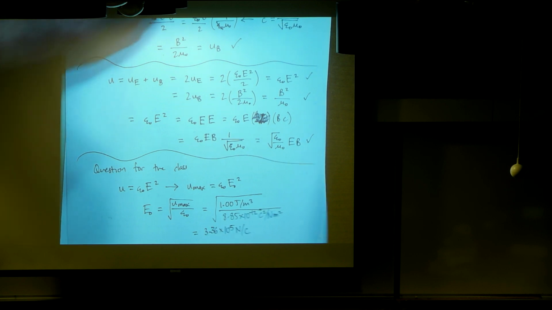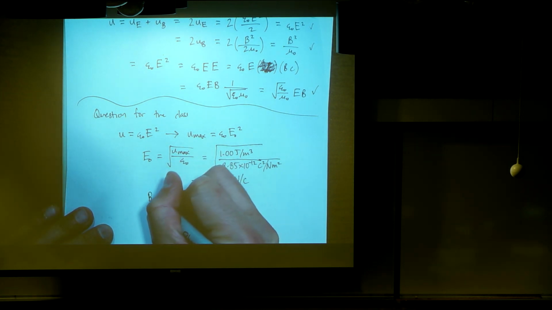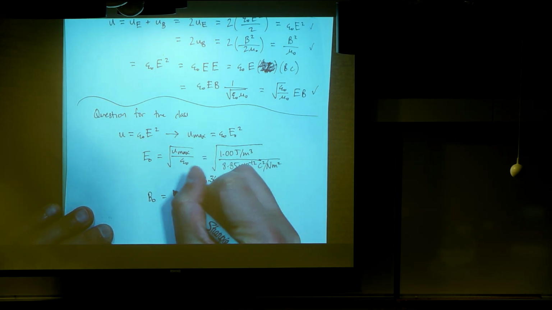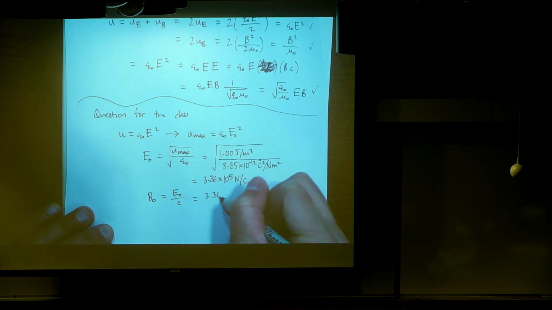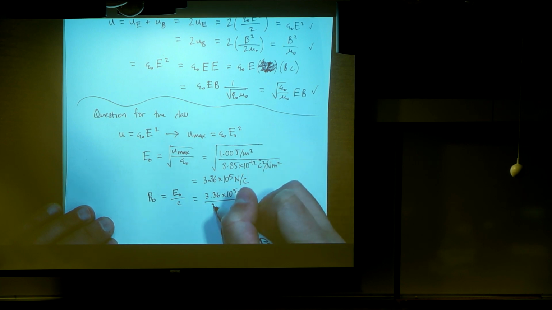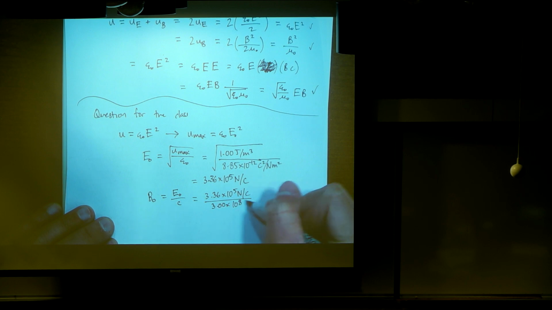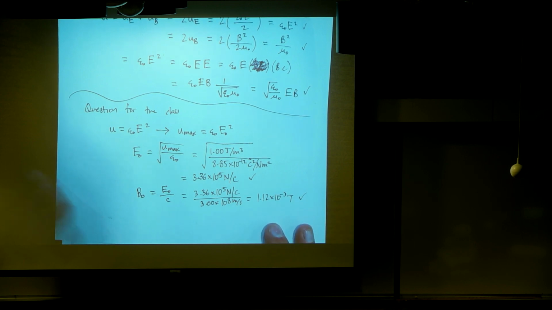All right, now that we have that, we can go ahead and get B naught the easiest possible way, which is, here, I'll move this up, like this, okay. Probably the easiest way to get B naught is just to say it's E naught divided by C, right? So just take our previous result of 3.36 times 10 to the 5 Newtons per coulomb, and then divide out C, which is 3 times 10 to the 8 meters per second, and that gives you 1.12 times 10 to the minus 3 Tesla, okay? So we know the energy density, we immediately know what the fields are, okay? Any questions on that?